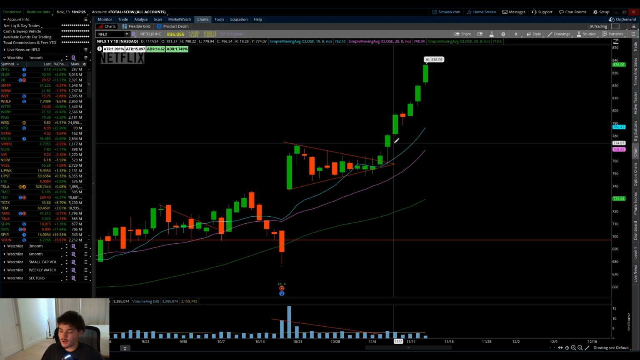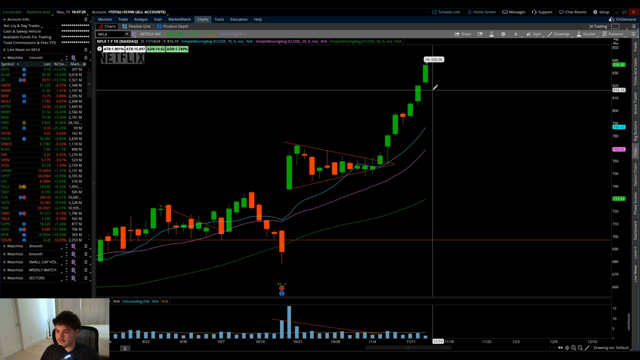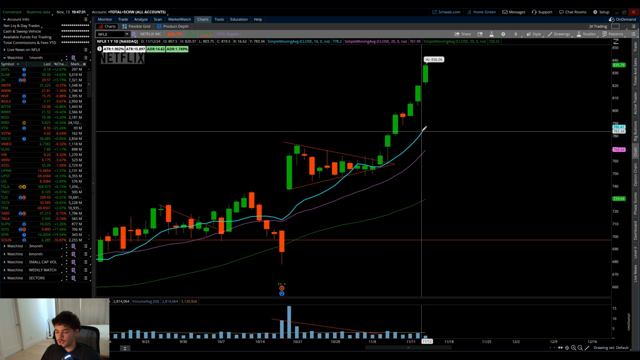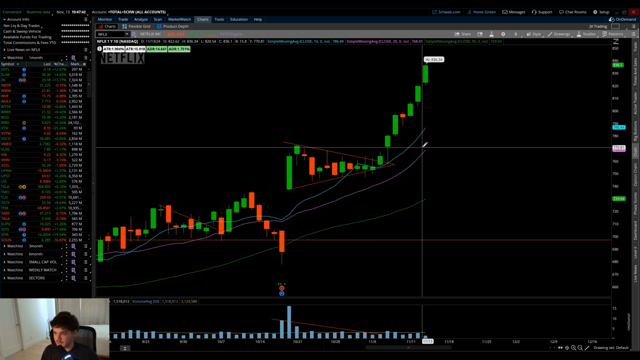And now you're basically going to want to trail your runners with the 10 SMA. As long as the price action stays above the 10 SMA, you're going to hold it. And the day price action closes below the 10 SMA, that's when you cut the rest of your position. And that's basically it for the entire strategy.